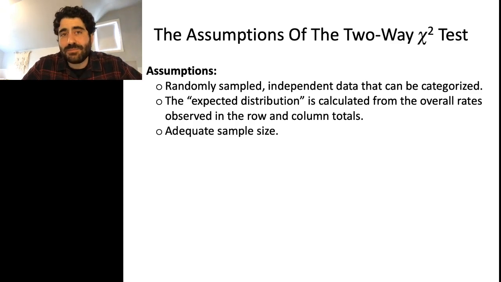We also need a big enough sample size that the chi-square distribution is actually a good description of what our null distribution looks like.